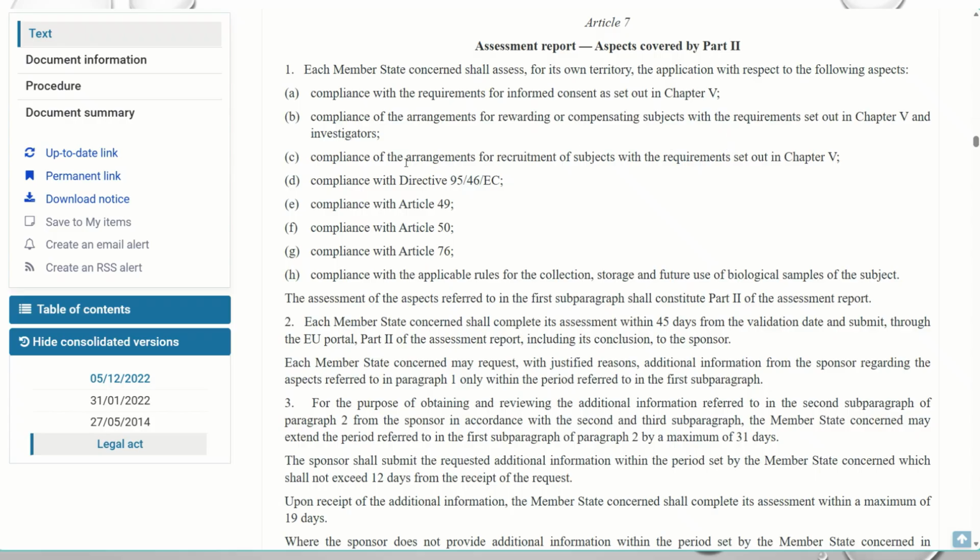The compliance with regards to arrangements for recruitment, again, that's a legal requirement. This requirement, Directive 95/46 EC, I think that's the data protection, but that is no longer in effect, and it's the GDPR, the General Data Protection Regulation, and there may be additional local requirements as well. I think that is, I'll double check that afterwards.